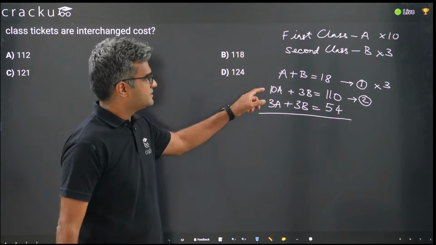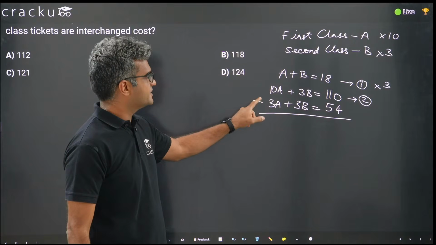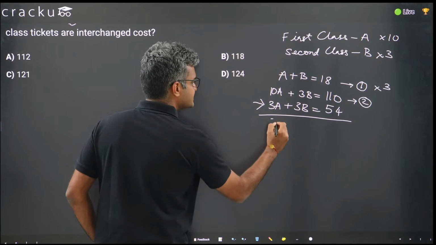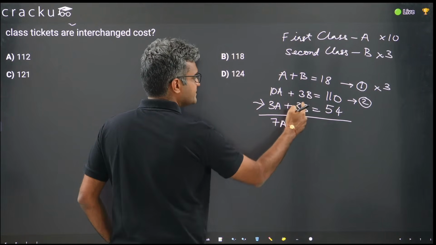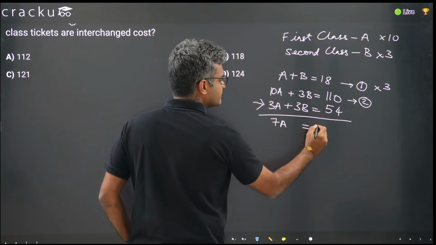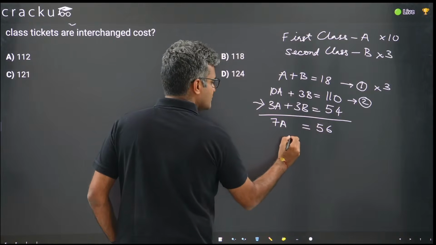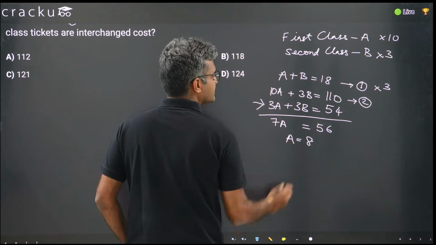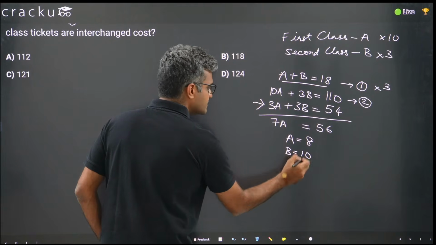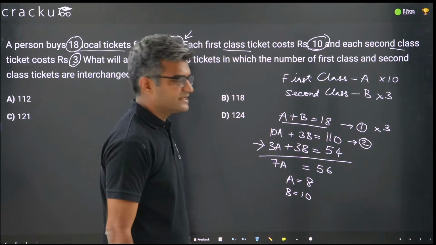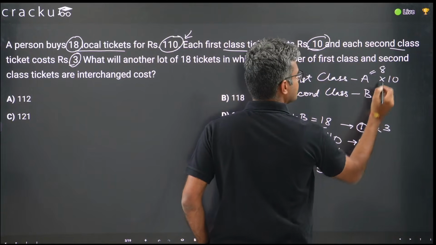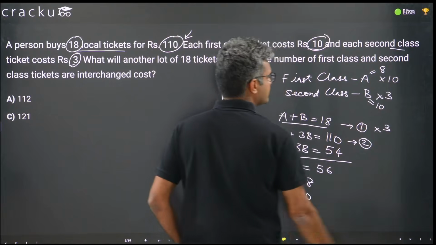If you subtract this equation from the earlier equation, we are going to get 10A minus 3A is 7A. 3B minus 3B will get cancelled. This is equal to 110 minus 54, which is 56. So the value of A is equal to 8. A plus B is equal to 18. So the value of B is equal to 10. So the number of first class tickets that he bought is equal to 8, and the number of second class tickets he bought is equal to 10.